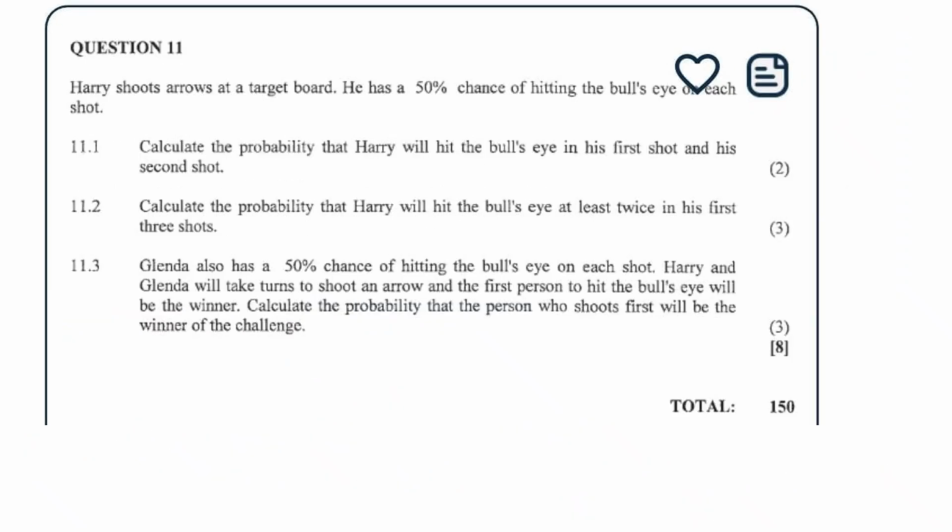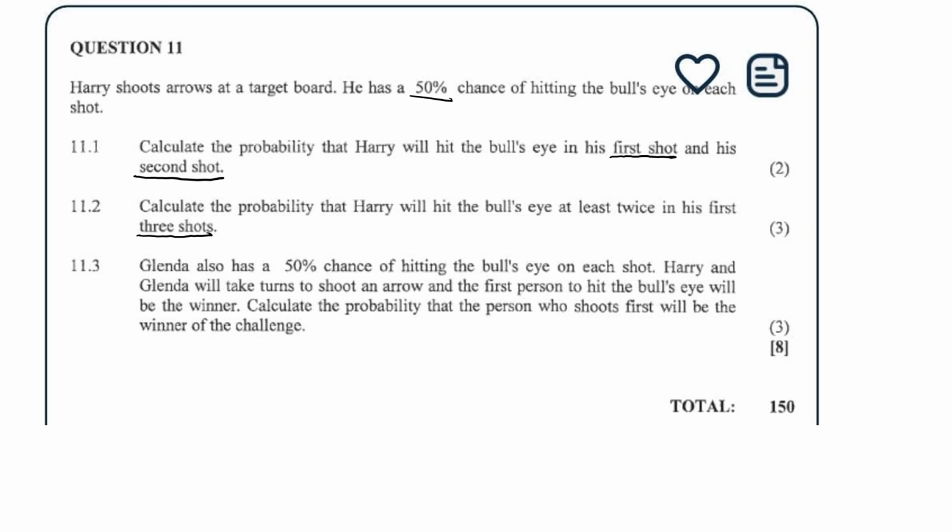Question 11, they're saying Harry shoots an arrow at a target board. He has a 50% chance of hitting the bull's eye on each shot. 11.1. Calculate the probability that Harry will hit the bull's eye in his first shot and his second shot. So we have a first shot and a second shot. 11.2. Calculate the probability that Harry will hit the bull's eye at least twice in his first three shots. Okay, so now we have three shots.